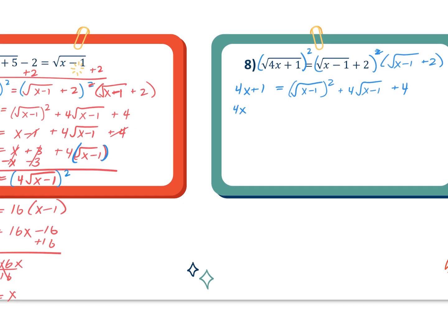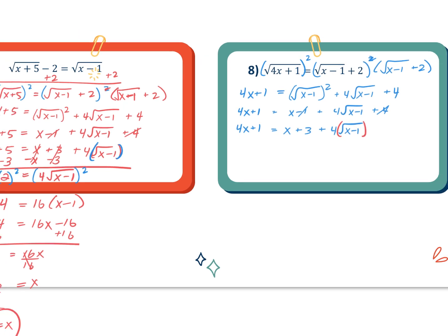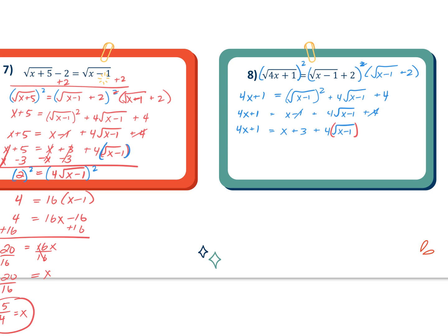So again, we get 4x plus 1. Square root of x minus 1 squared is just x minus 1. 4 times x minus 1 plus 4. And again, I'm going to combine my -1 and my 4. So I'm going to get x plus 3 plus 4 times the square root of x minus 1. And then again, I notice that I have this, which I'm eventually going to square out. So I need to chip away and move everything out of that side. So minus x minus 3, that clears the side. Minus x minus 3 balances my equation. So I get 3x minus 2 equals 4 times the square root of x minus 1.